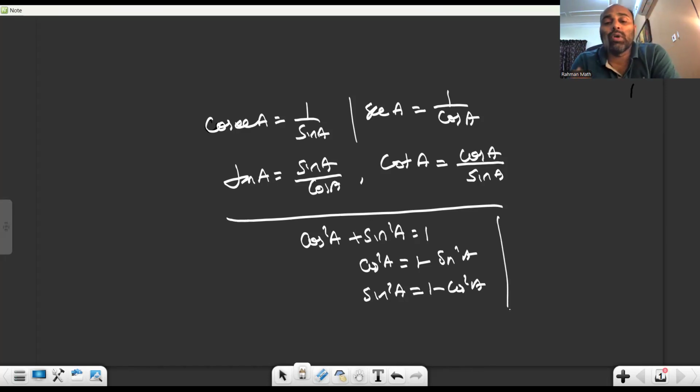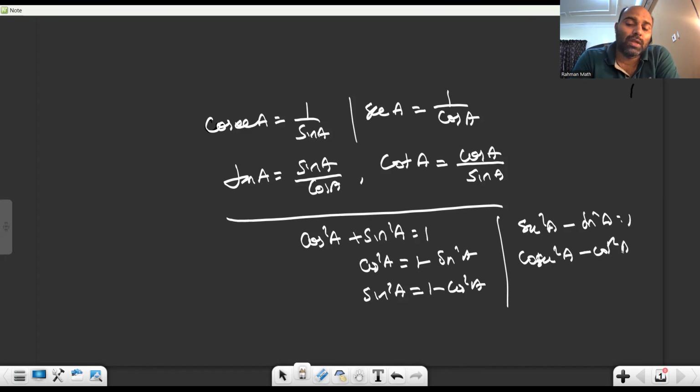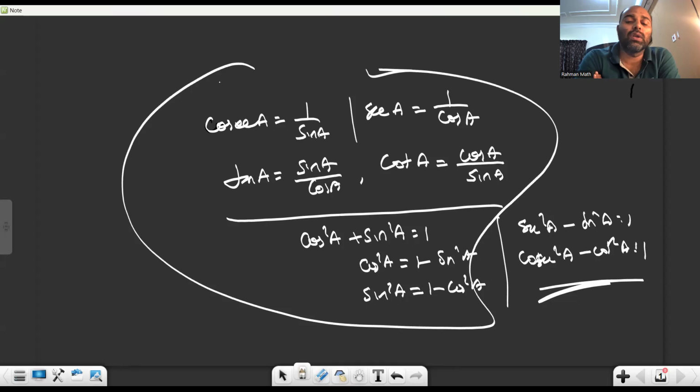Plus, we have two more identities. Sec square A minus tan square A equal to 1. And cosec square A minus cot square A equal to 1. These also we will use, but mainly we are focusing on this one: converting in terms of sine and cos. If cross multiplication possibility is there, we have to do it. This is the main thing we are doing.